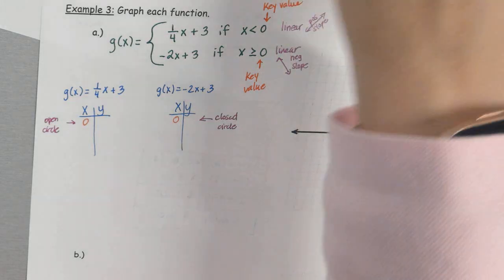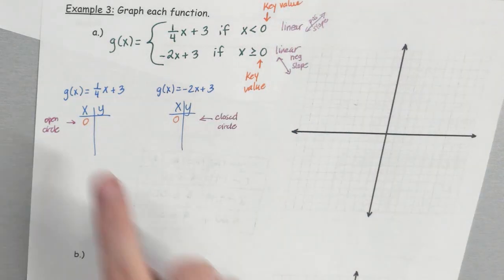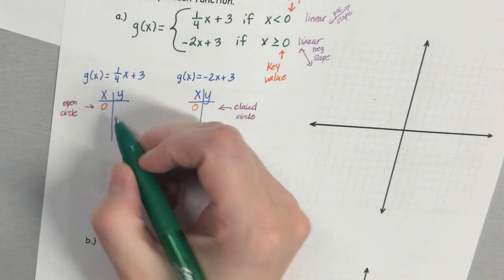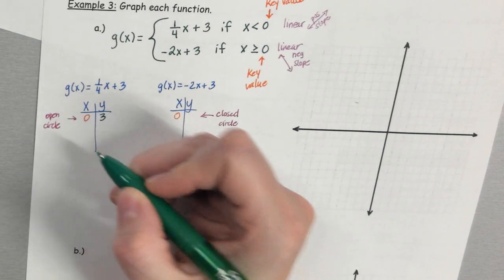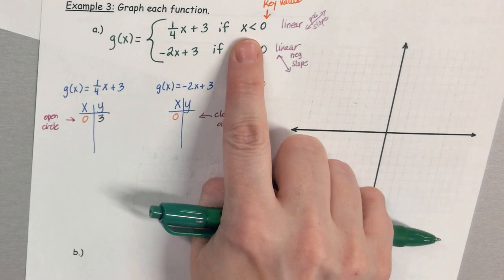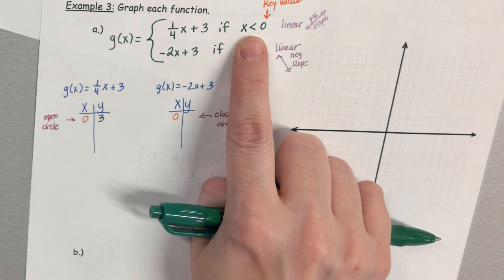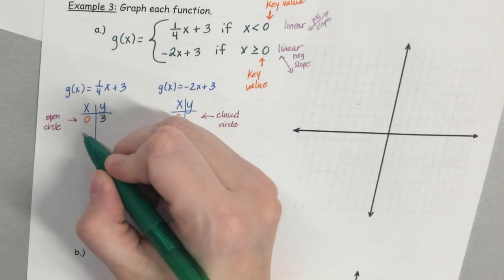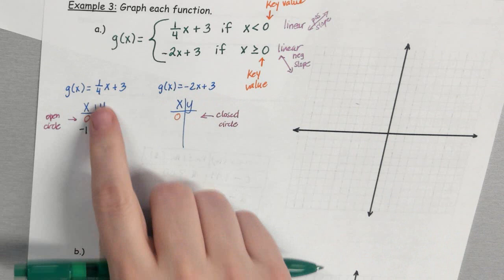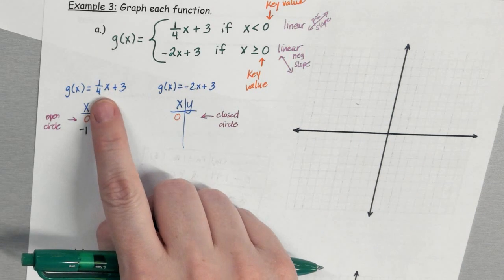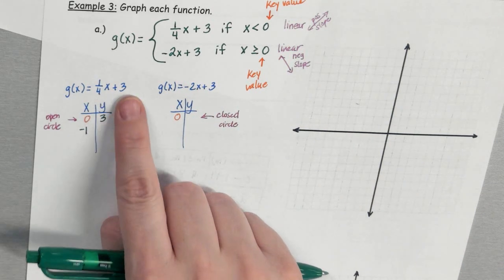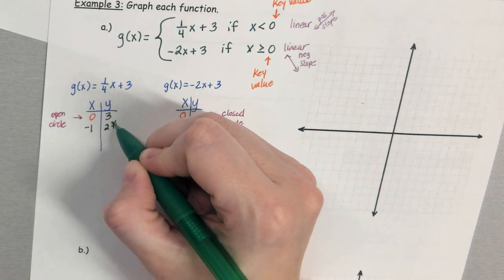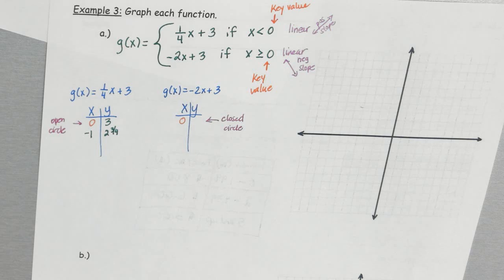So let's actually plug these values in and see what we get. So if I plug in 0, what's my output? 3. Now if I want to figure out what else happens, just follow this. If x is less than 0, what's another value you'd probably try? Yeah, you'd probably try negative 1, right? Now when you plug in negative 1 times a fourth, you get negative 1/4. What's 3 minus a fourth? 2 3/4.